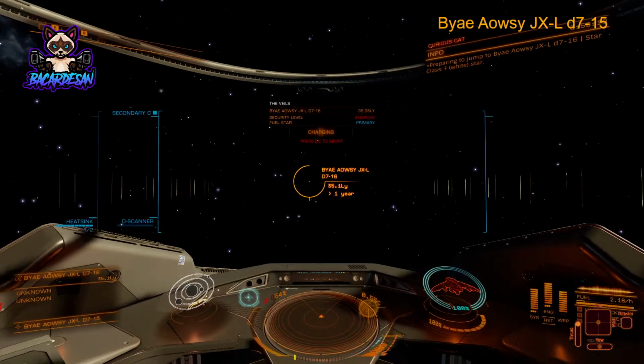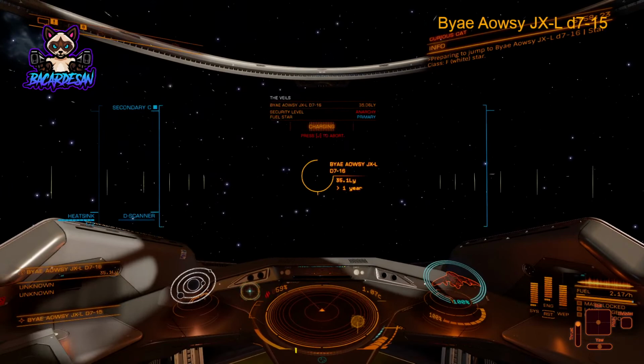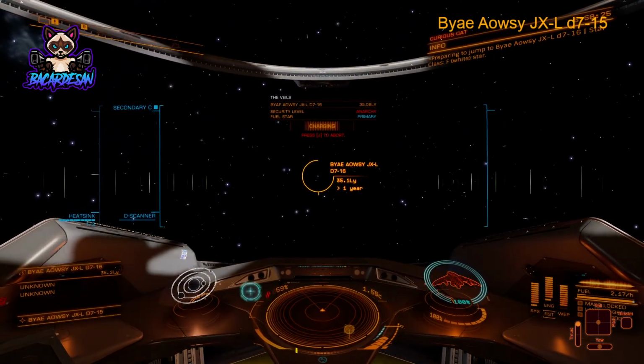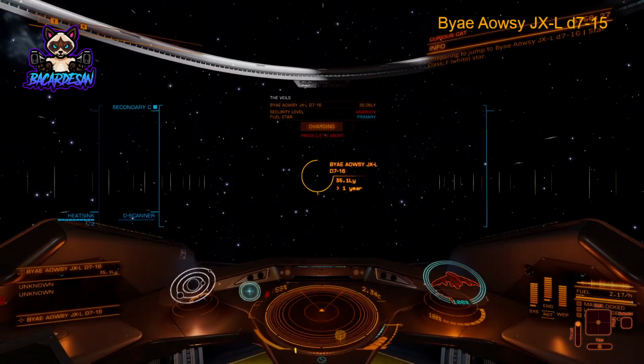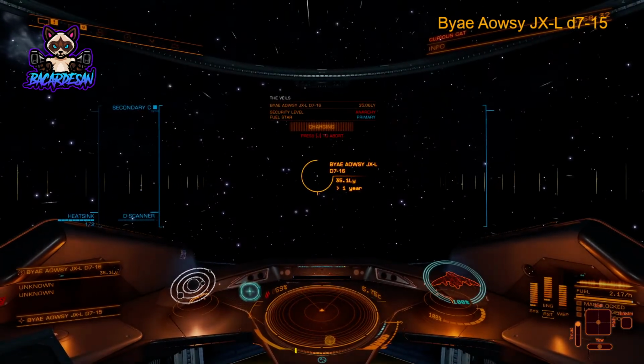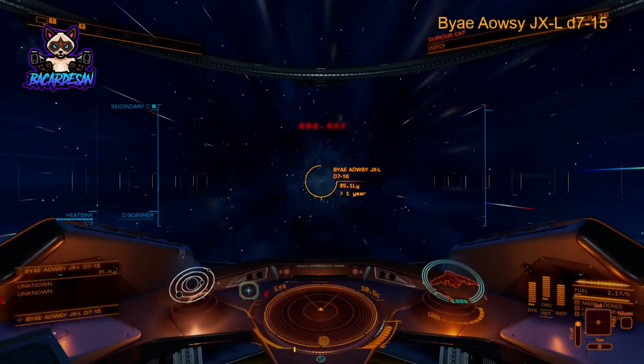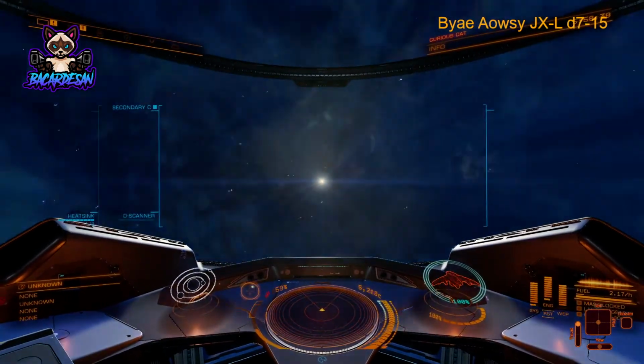Frameshift drive charging. It's an F star, that's promising. I'll watch him launch. In EDSM, the data is old, and not for the whole system, just part of it. Another system that's quite unexplored.